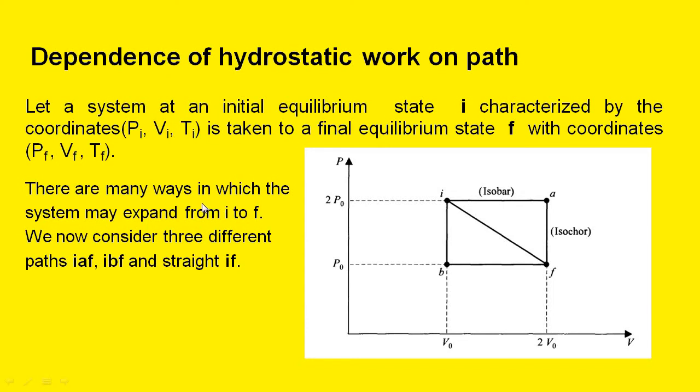There are many ways in which the system may expand from I to F. Now we consider three different paths: IAF, IBF, and the straight path IF. In IAF, first is an isobaric process, then an isochoric process. Isobaric means constant pressure, then constant volume. IBF means first you have an isochoric process followed by an isobaric process, and this is some type of process IF.